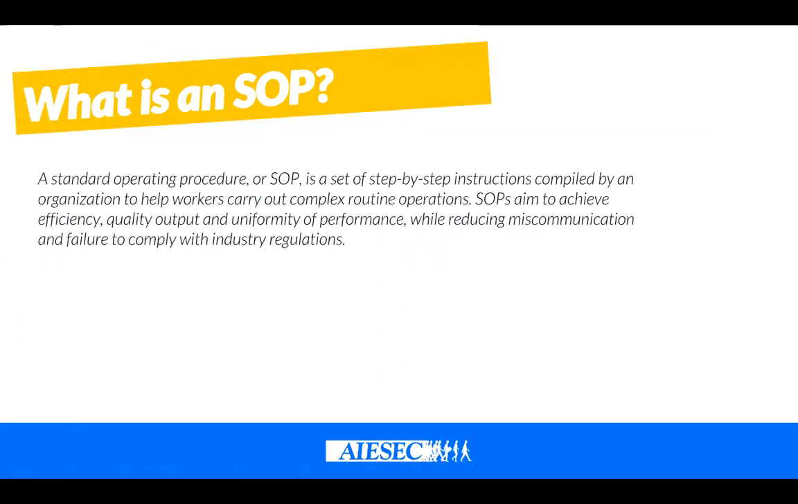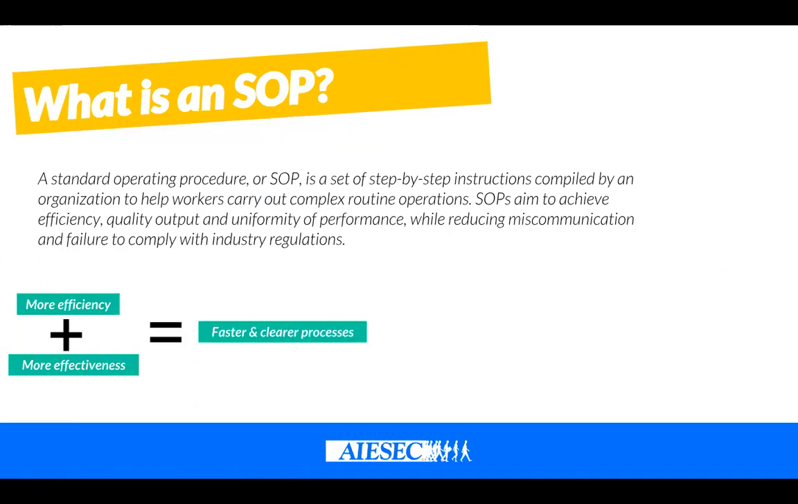And pretty much why organizations have SOPs or standard operating procedures is because we have a full customer flow, but we need to break them down into more specific activities and actions we can do in each phase. So we're looking at a step-by-step instruction compiled by an organization to help our workers carry out complex routine operations. SOPs aim to achieve efficiency, quality output, and uniformity of performance while reducing miscommunication and failure to comply with industry regulations. So in short, we're looking to make our process and our customer flow more efficient and more effective.